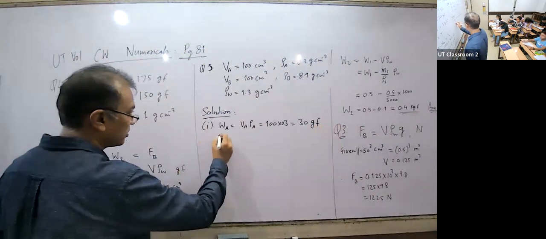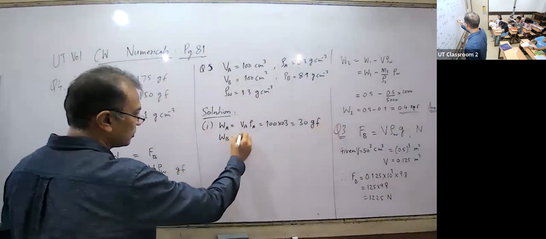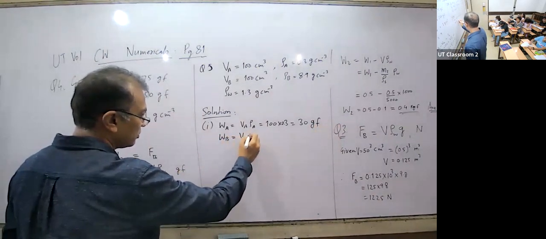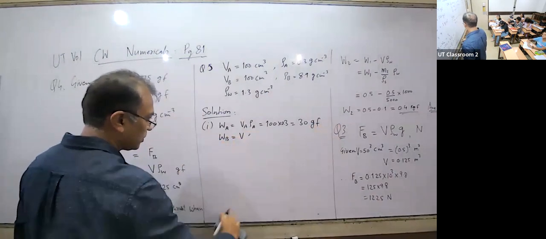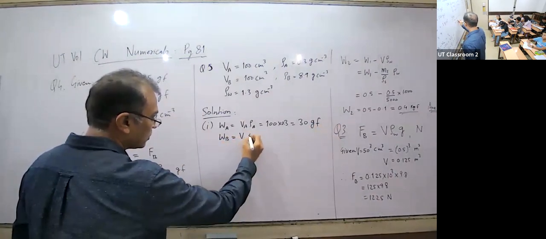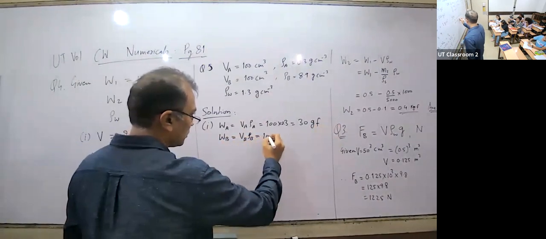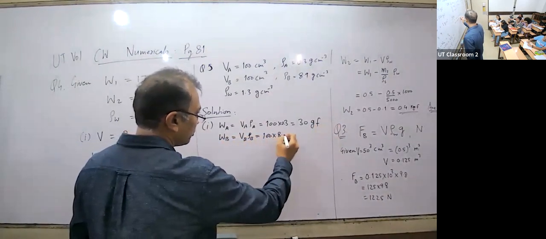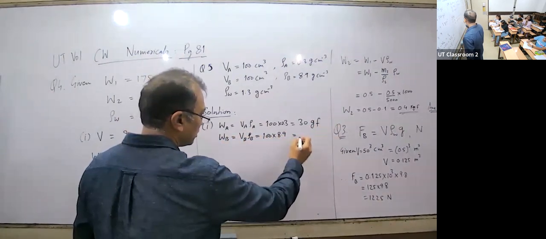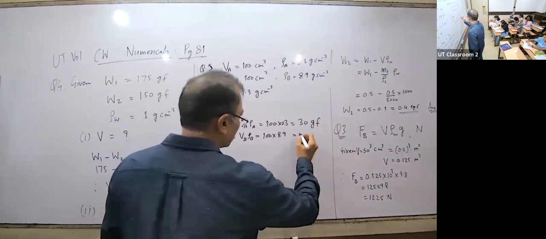Similarly, what is WB? Volume into rho B. This volume is the same, into 8.9. How much will it be? 890.